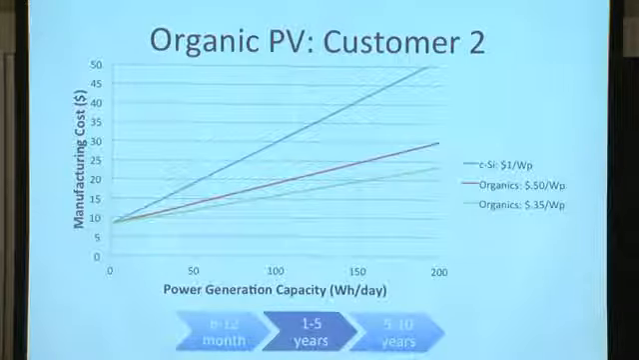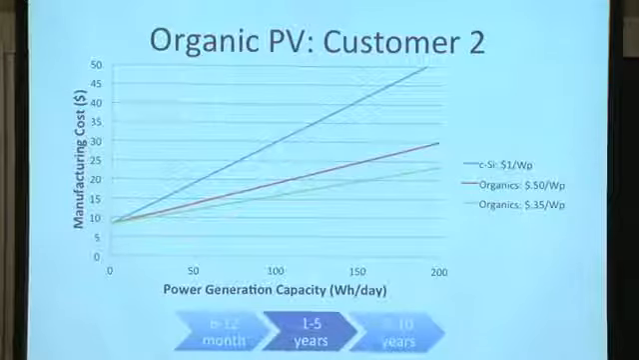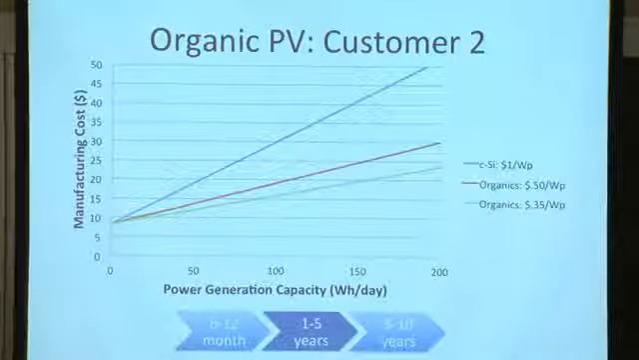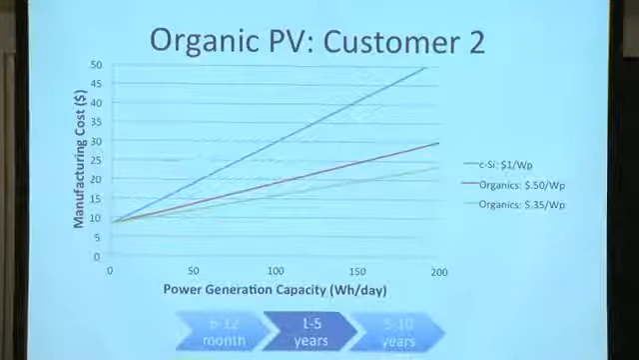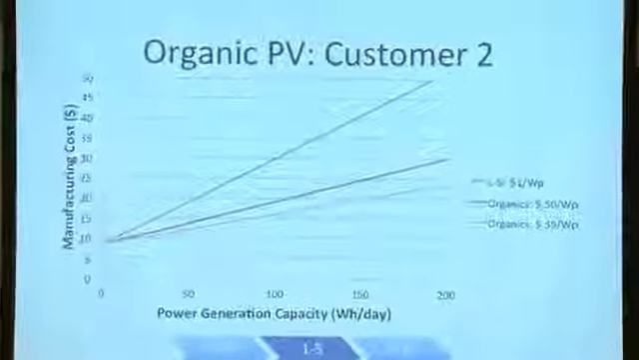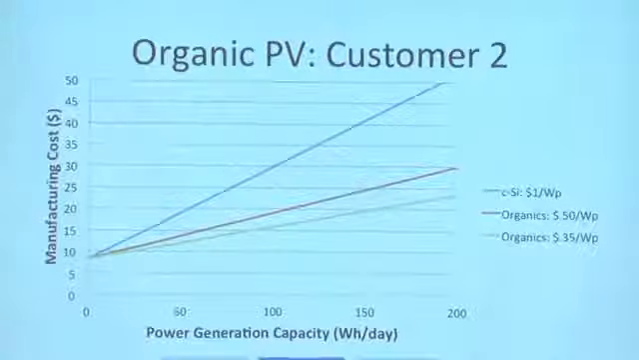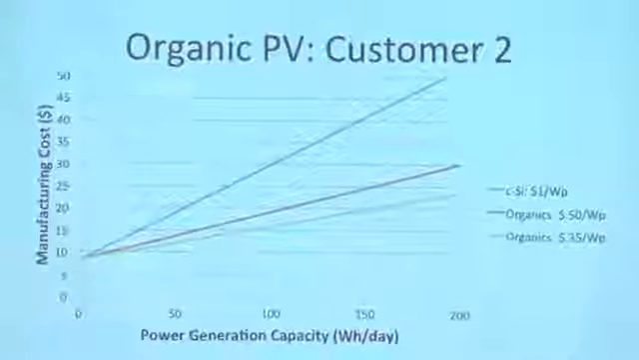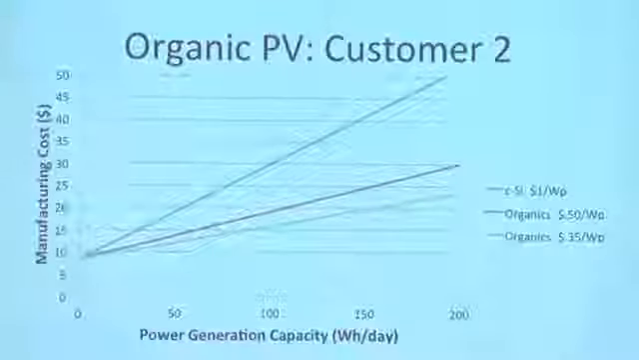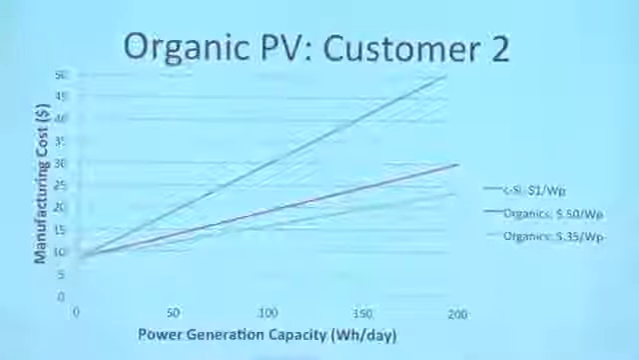Okay, so the second thing we're going to look at is how organic PV might be useful to the high performance modules that are entirely separated from the devices that they charge. This is the second customer. So this is a plot of the manufacturing cost of the entire device versus the power generation capacity. And it compares $1 per watt silicon with 50 cent and 35 cent per watt organic PV.